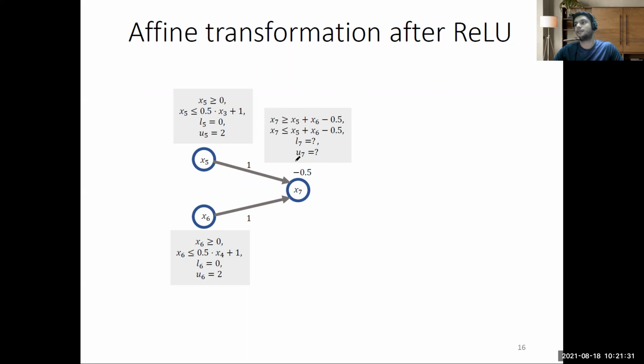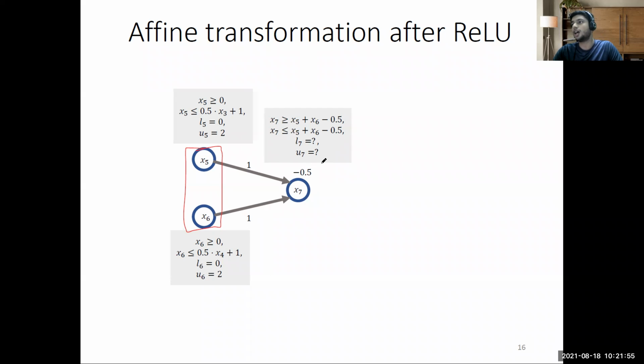So now we have calculated till this layer, so x5 and x6, and we got these through the ReLU transformation. Now let's move towards the next layer. Suppose I have some neuron in the next layer, which is x7, and x7 is x5 plus x6 minus a bias of 0.5.